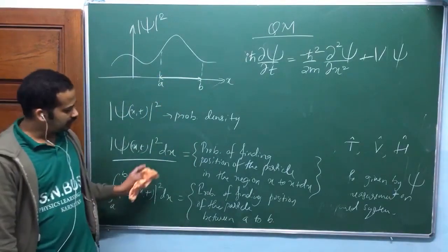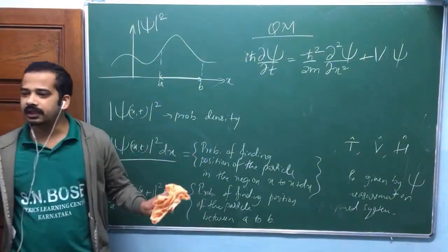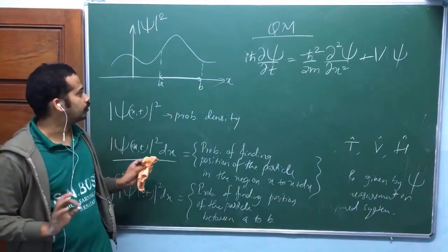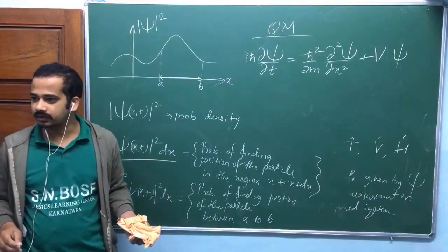Now look at here. This interpretation also gives some indeterminacy, isn't it? Before measurement, we don't know where the particle is. You can only talk about the probability of finding the particle.